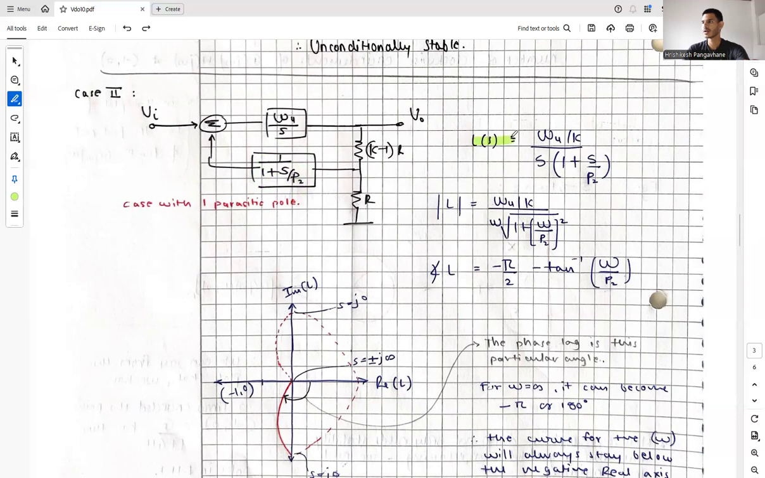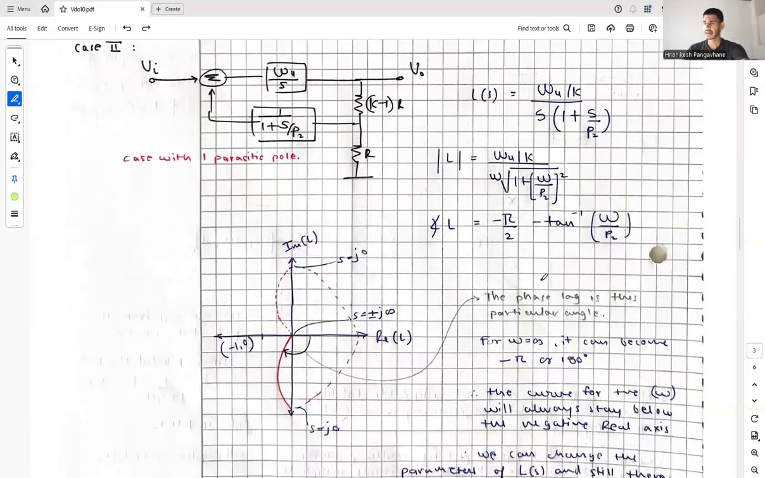So our loop gain function will be omega u by k divided by s times 1 by 1 plus s by p2. So this is our transfer function. When we take its magnitude, this is our magnitude, and the phase shift is basically minus pi by 2, which is introduced by the integrator itself, and by the pole introduced is minus tan inverse omega by p2.